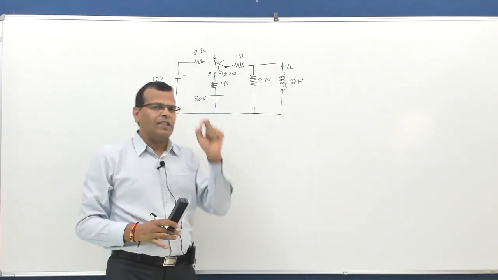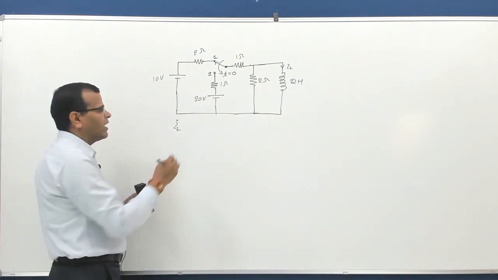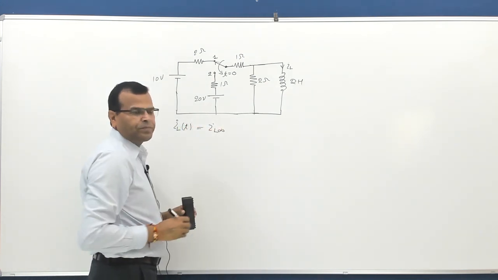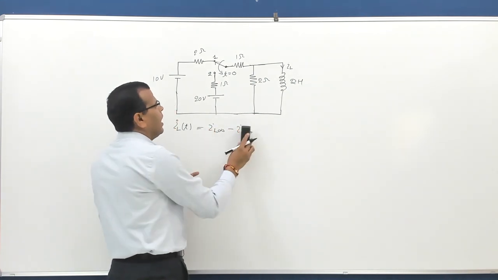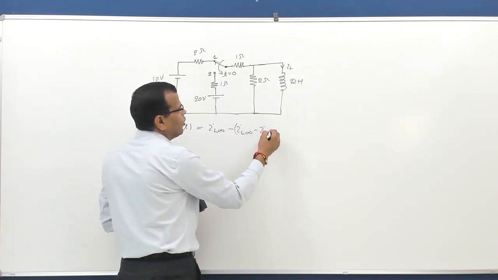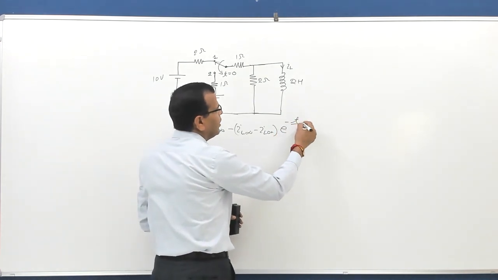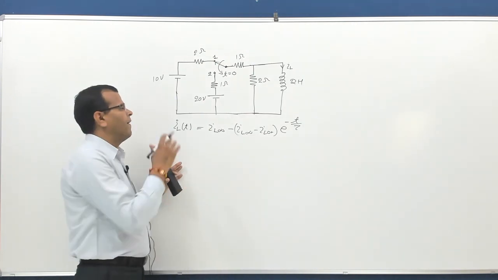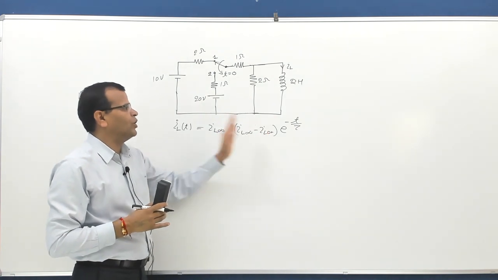Now just recall the general expression of current through the inductor, that is IL as a function of time is equal to IL infinity minus, bracket open, IL infinity minus IL 0 plus, bracket close, into e raised to the power minus t by tau. So this is the general expression we had. Now I will try to calculate IL 0 plus.